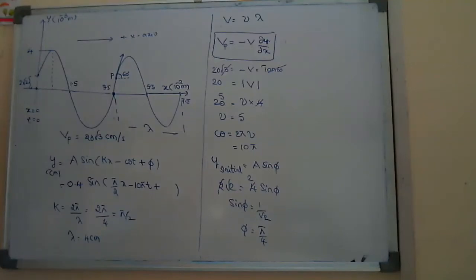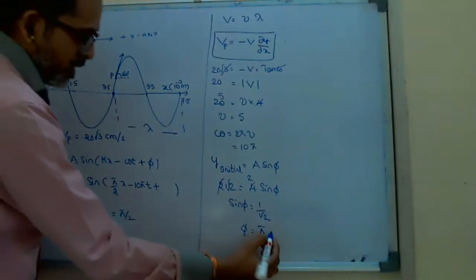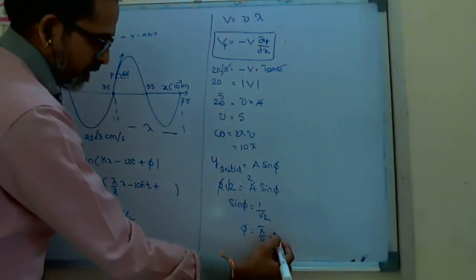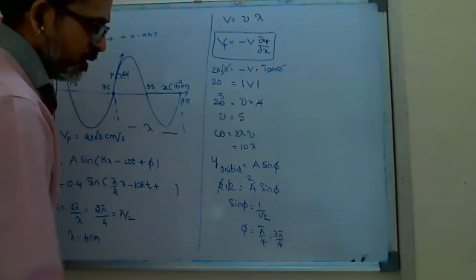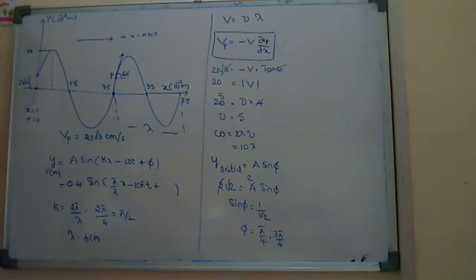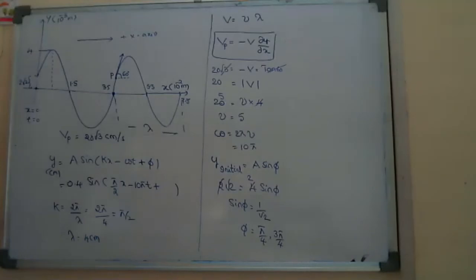Since it is a sine function, you will get two positive values, in the first quadrant as well as in the second quadrant. So either 45 degrees or 135 degrees, that is 90 plus 45, which is 3 pi by 4. Sine 45 is 1 by root 2, and sine 135 is also plus 1 by root 2. So you can substitute either pi by 4 or 3 pi by 4.